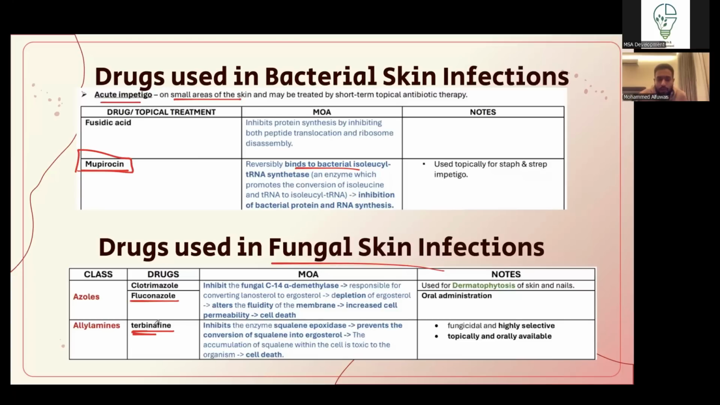Now, terbinafine, we specifically use it. I don't know if this was mentioned to you guys, but we specifically use it for the tinea unguium, which is the nail infection, okay, which is the onychomycosis. We use terbinafine. Now, what do they do? Azoles inhibit fungal C14 alpha demethylase, which will just basically cause cell death. And then terbinafine, cell death again, by inhibiting the conversion of squalene to ergosterol. Squalene is toxic, okay? That's basically these drugs.